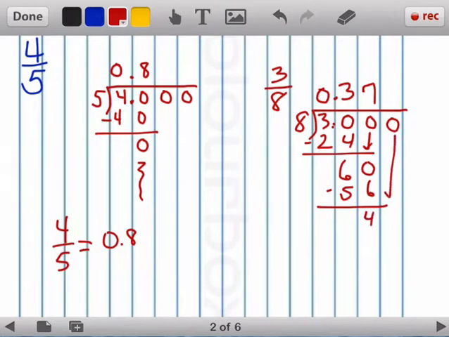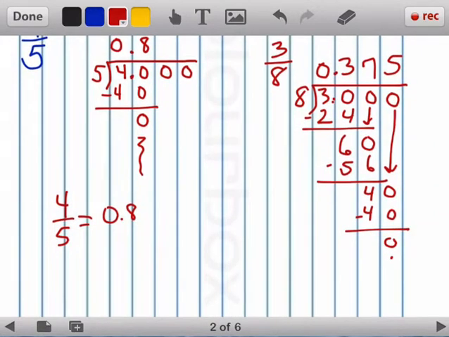I bring down my 0. 8 goes into 40. 5 times 8 is 40. Subtract, I get 0. I'm done. My remainder is 0. I'm done. My decimal terminated. So what we can say is 3/8 is the same as 375 thousandths. Not bad. Okay.